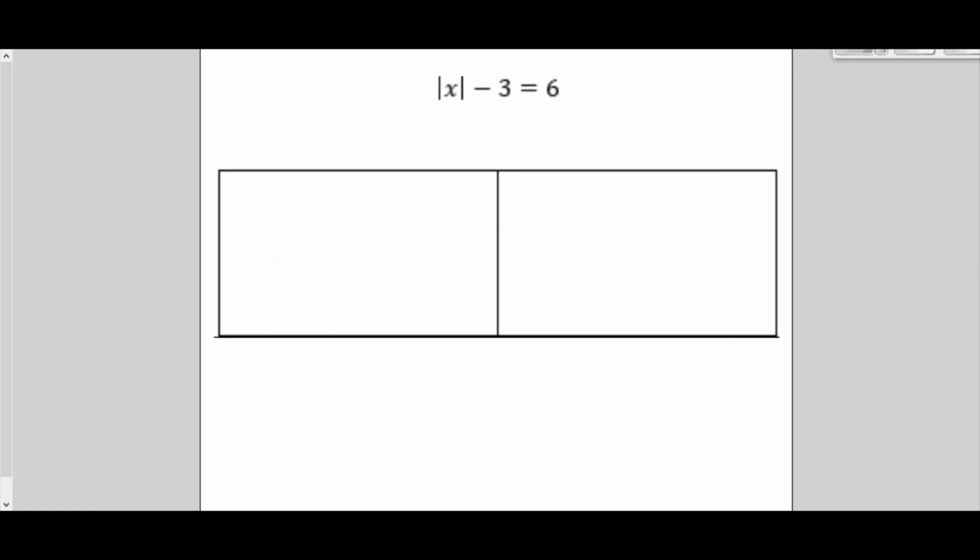So here's another example. Notice I have absolute value of x minus 3 equals 6. Notice that the minus 3 is not inside the absolute value. So I need to remove that first. So I need to get the absolute value all by itself. To do that, I'm going to add 3 first. So plus 3 to both sides. So absolute value of x equals 9. So now I'm going to create my two equations. I'm going to say x equals 9. So that's the first one. And then the second one, we're just going to make the 9 negative. So x equals negative 9.